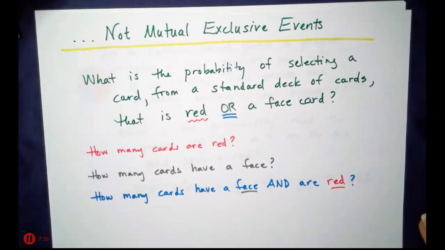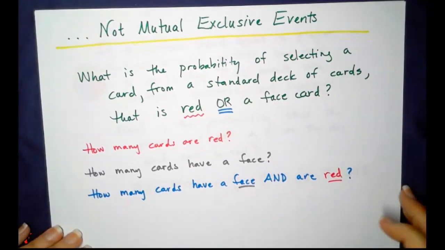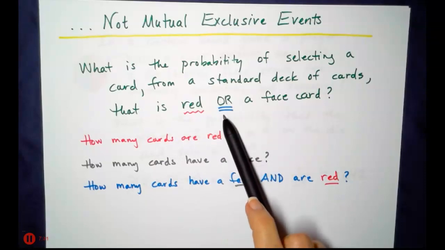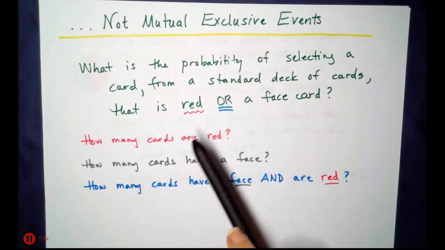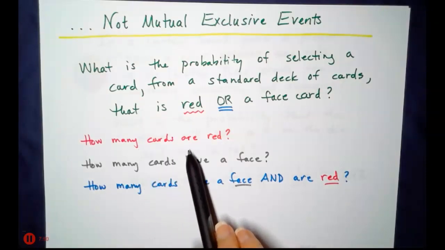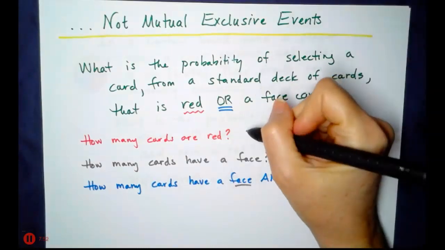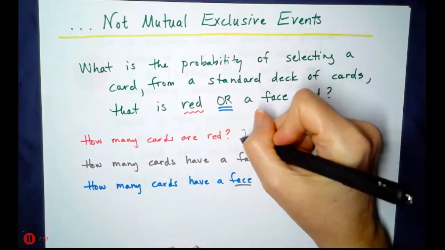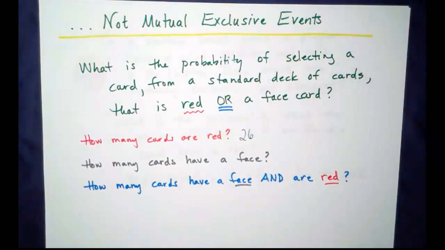So let's look at something that's not mutually exclusive here. What is the probability of selecting a card from a standard deck of cards that is red or a face card? Now, we're still using the word or, so we are going to be adding here, but let's answer these questions. How many cards are red? Well, if the deck is 52, 52 divided by 2 is 26. So there are 26 red cards in the deck.